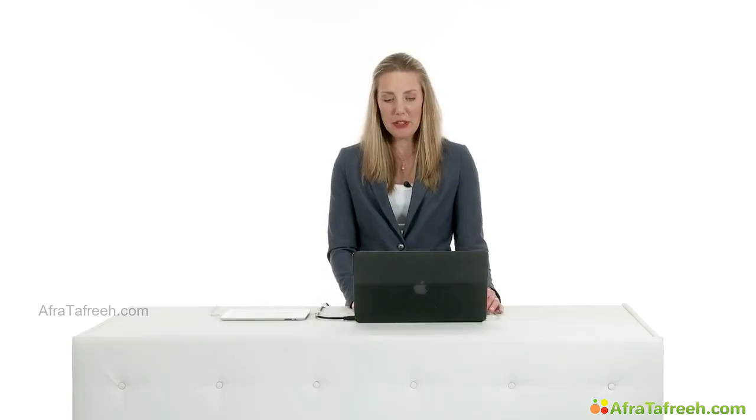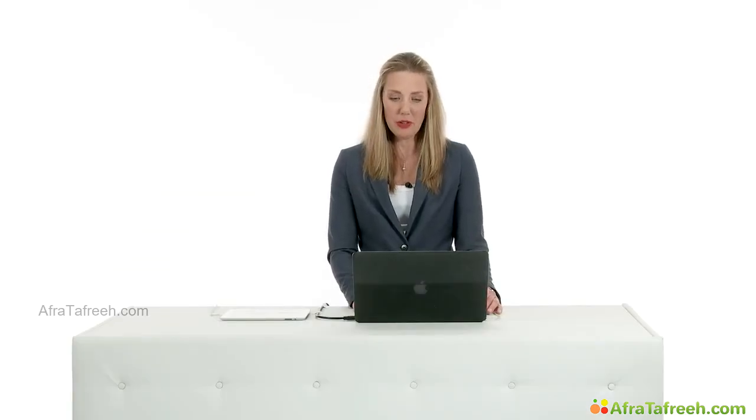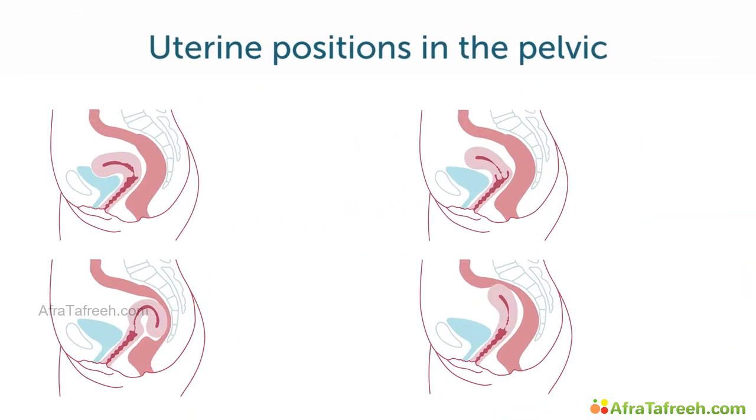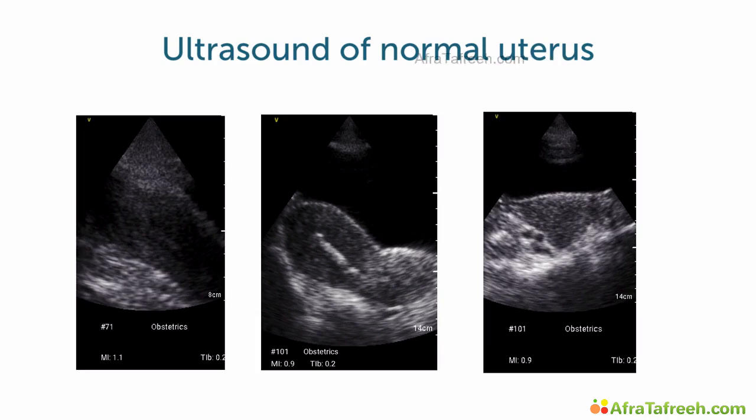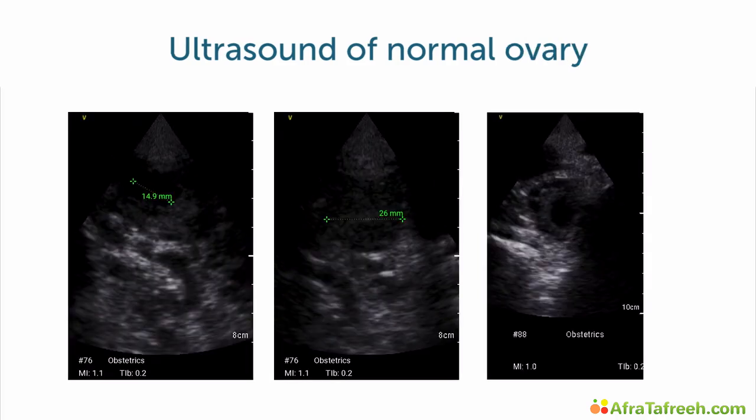What's the challenge about the uterus is that it can be in all different sort of positions in the pelvic. Of course, it can be in normal position, retroverted, anteverted, or retroflexed. Here I'll show you 3 images of the normal uterus. In longitudinal position and in transversal position.